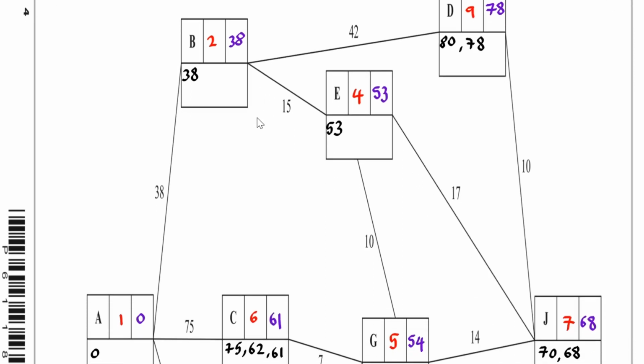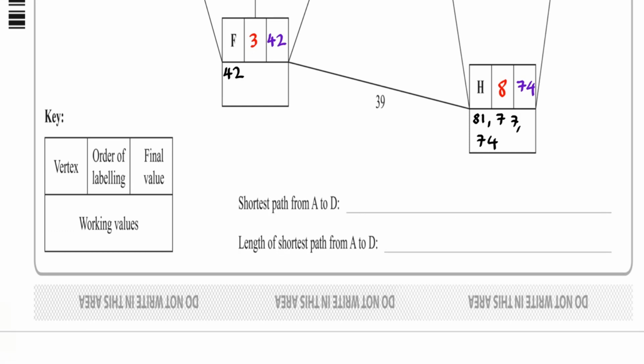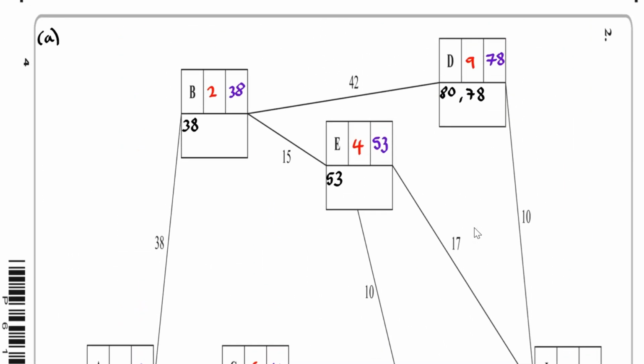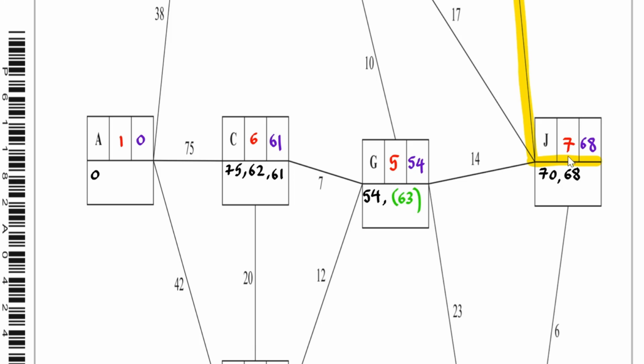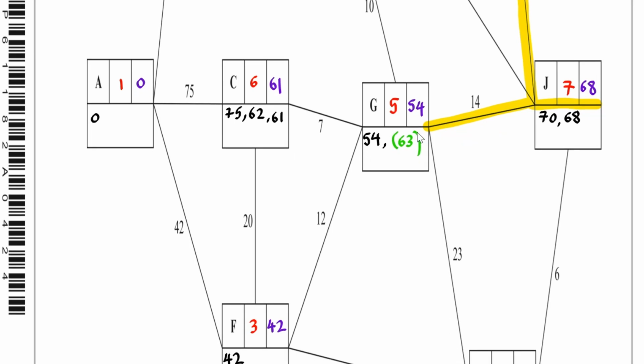So, in terms of the shortest path from A to D, we can work it out by working backwards. If we work backwards, obviously we finish at D, and then 78 take away 10 is 68, so then we go down to H, and then from J we can do 68 take away 14, which is 54. That takes us to G. Then from G we can do 54 take away 12, which is 42. So that takes us up to F.